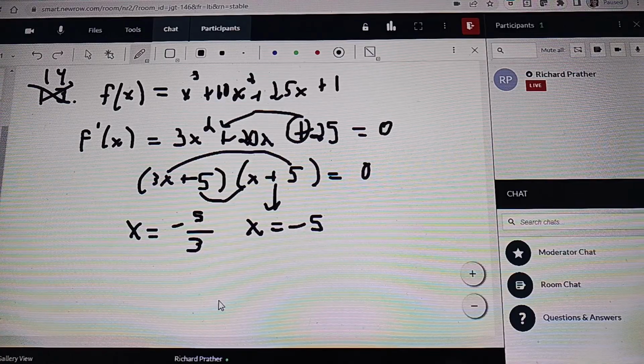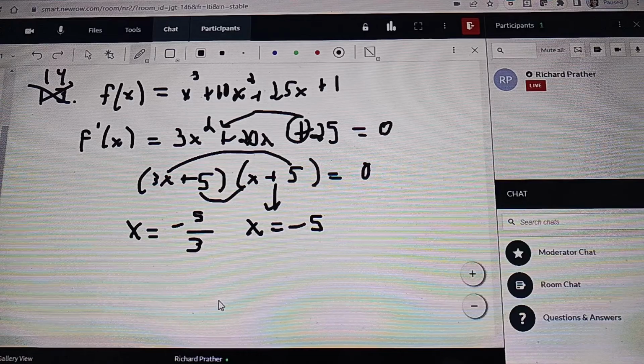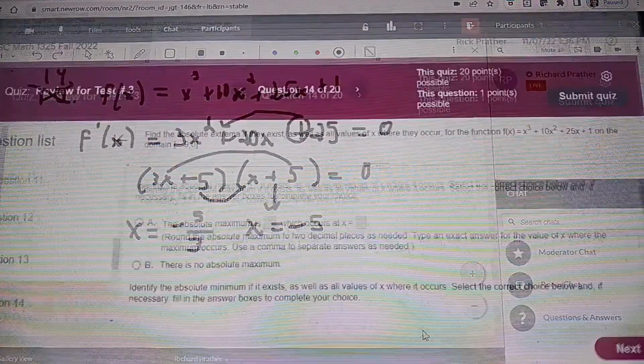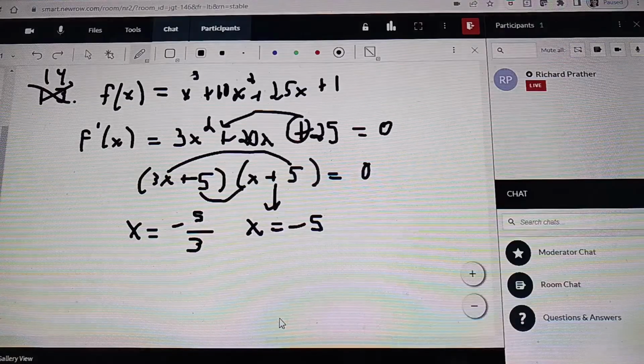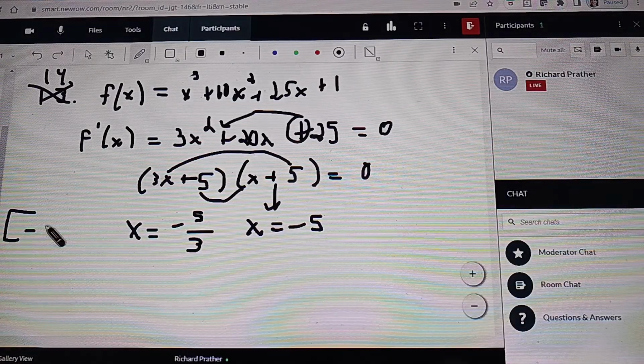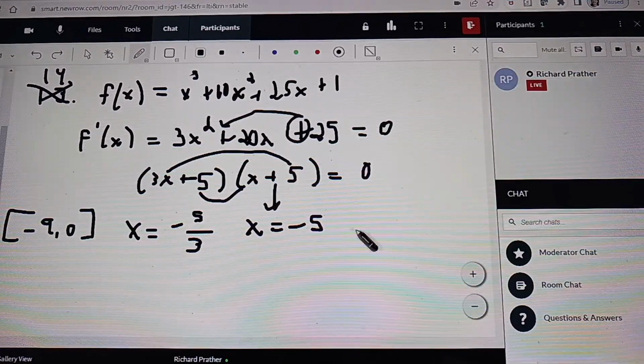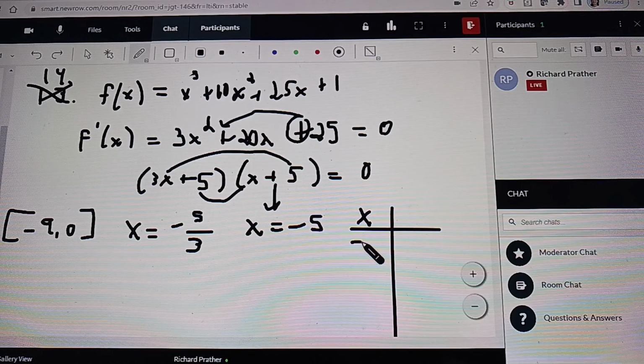If either one or both of these is not in the closed interval, then they don't matter. But I think they both are in the interval. The interval goes from negative 9 to 0. So we have a closed interval from negative 9 to 0. So all we have to do is make a chart. The x values are the endpoints and any critical numbers in between the endpoints. So these 4 are my only chances to get absolute max or mins in a closed interval.